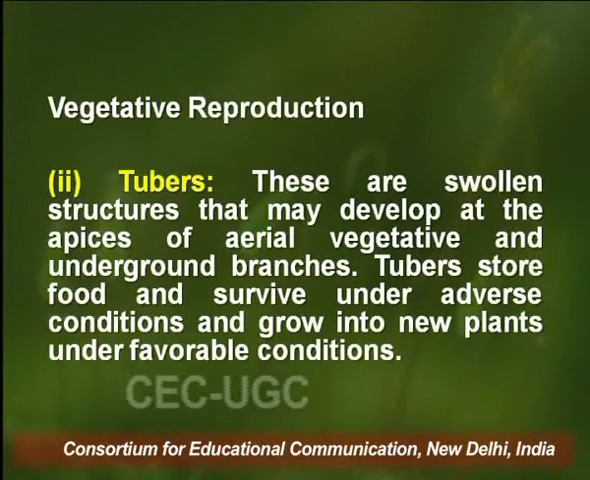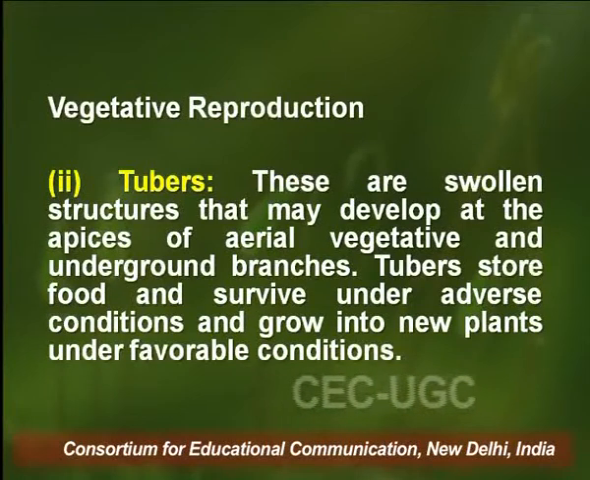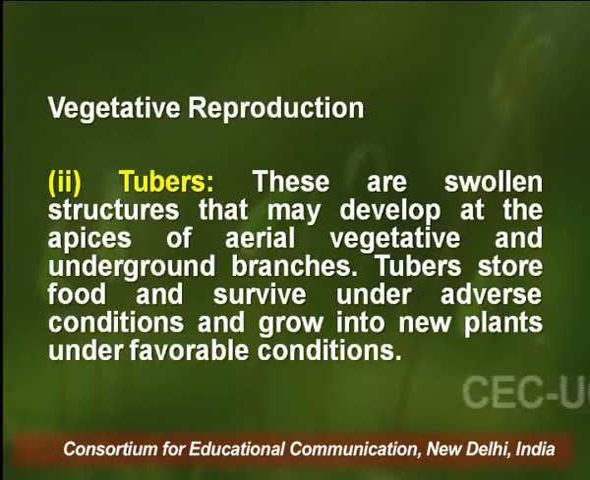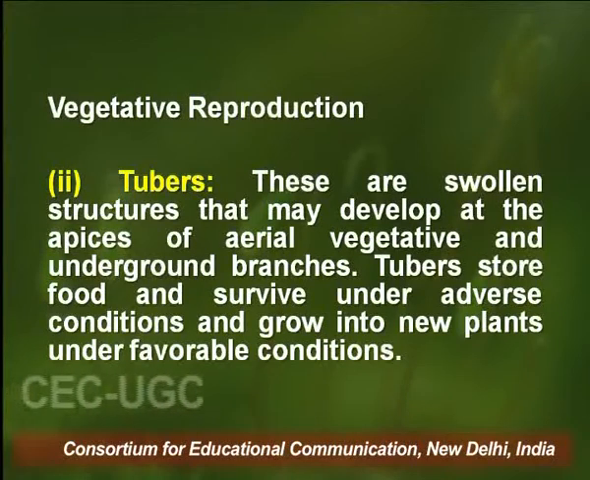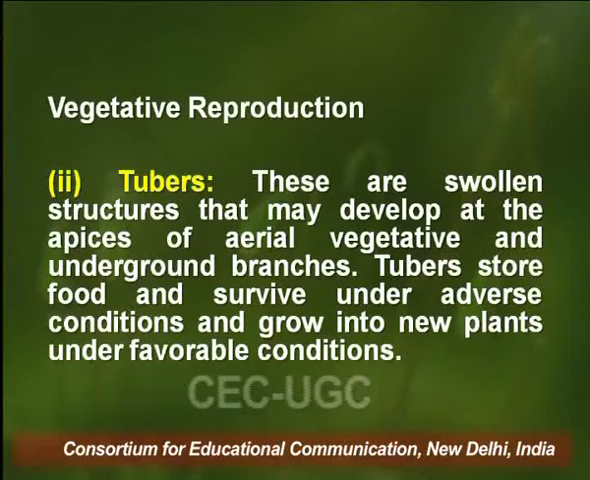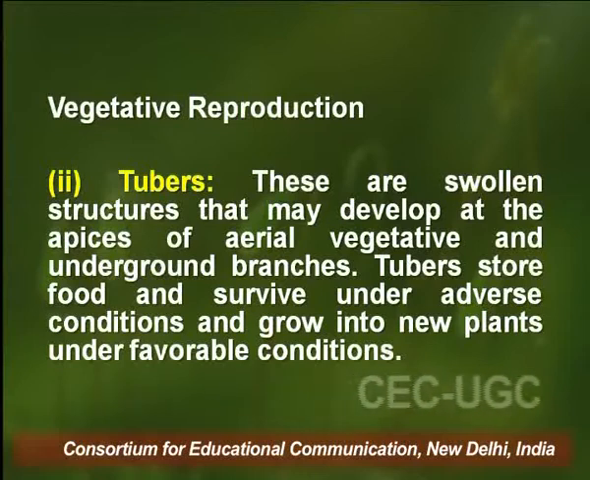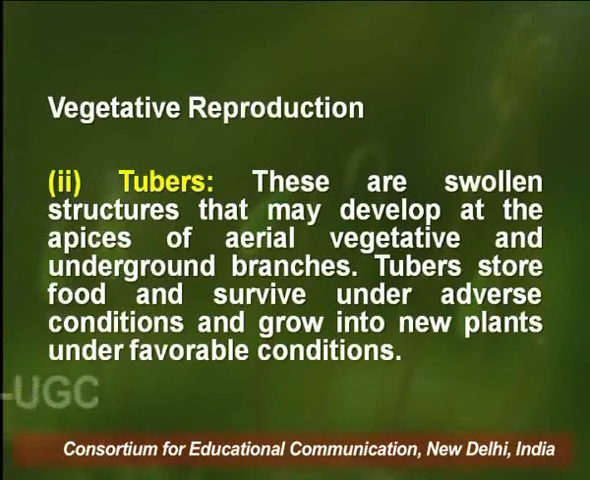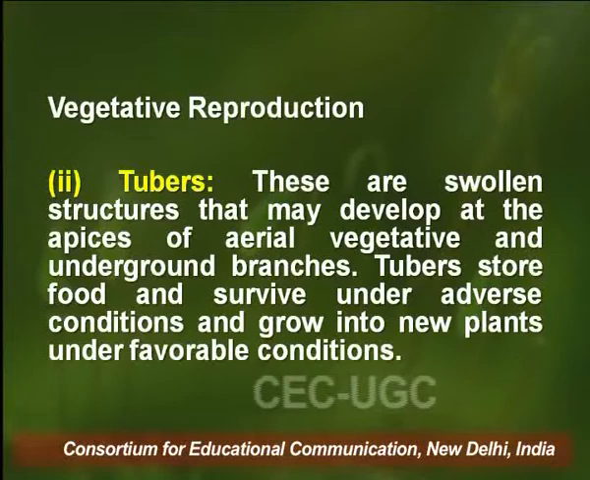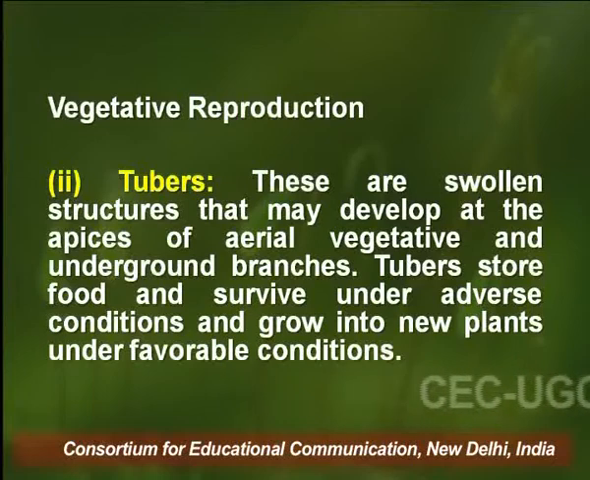The second method of vegetative reproduction is with the help of tubers. Tubers are swollen structures that may develop at the apices of aerial vegetative and underground branches. Tubers store food and survive under adverse conditions and grow into new plants under favorable conditions.